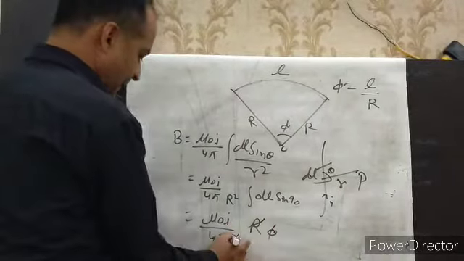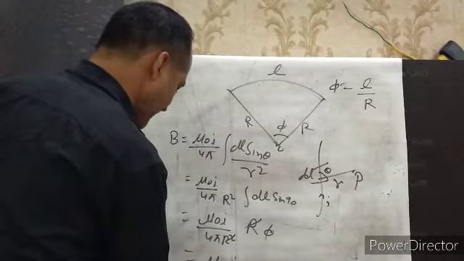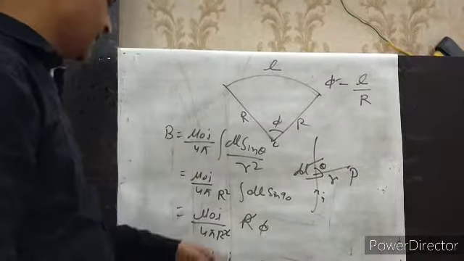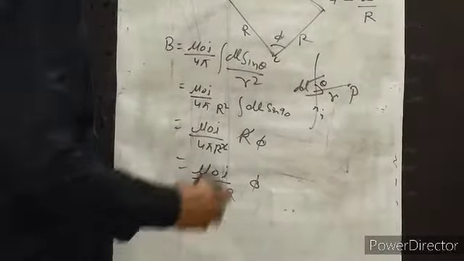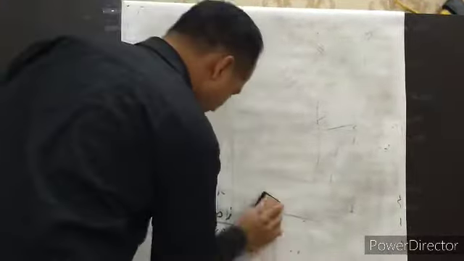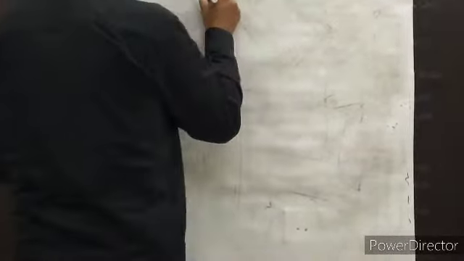Then r cancels. This is mu naught I by 4 pi r, times phi, and we will change it into radian by multiplying pi upon 180. Okay. Then the magnetic field due to a straight wire is B equals mu naught I by 4 pi r into sine phi 1 plus sine phi 2. This is the magnetic field due to a straight wire.